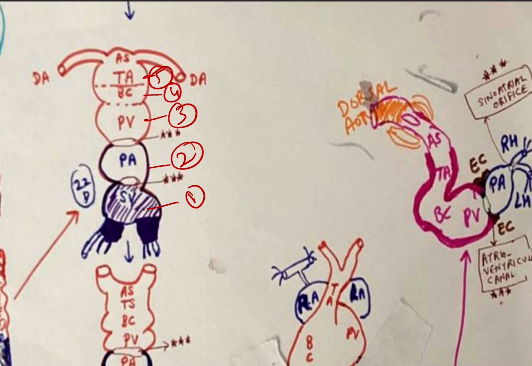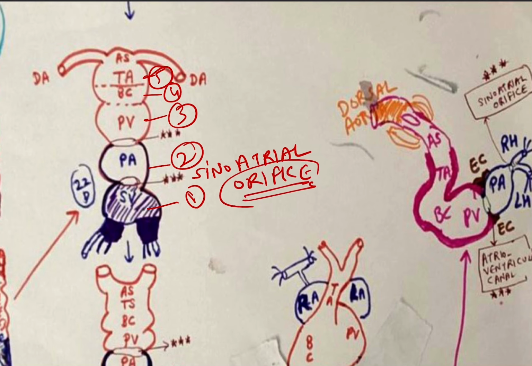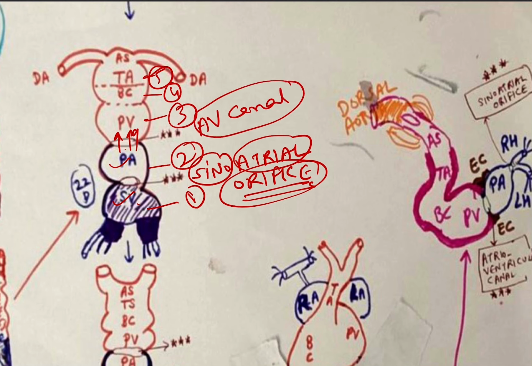What happened with these 5 parts? If you see very carefully, the sinus venosus is opening into the primitive atrium through the sinoatrial orifice. An orifice is simply an opening, and sino means sinus venosus and atrial means primitive atrium, so it is the sinoatrial orifice. And the primitive atrium is opening into the primitive ventricle through the atrioventricular canal. Single atrioventricular canal. Please look here, this is the atrioventricular canal.